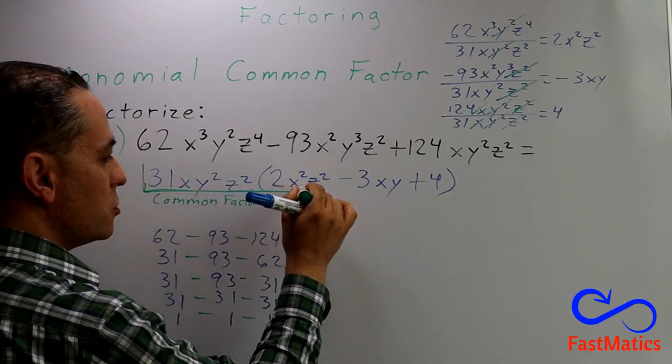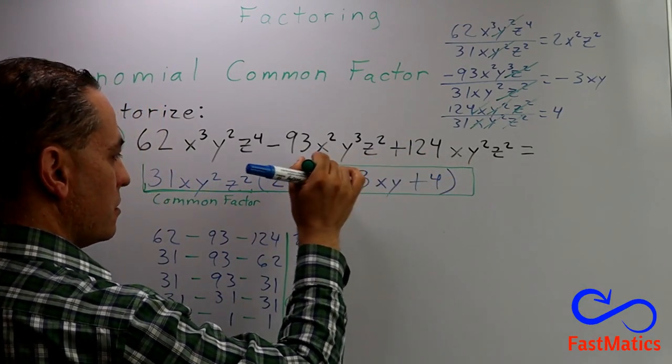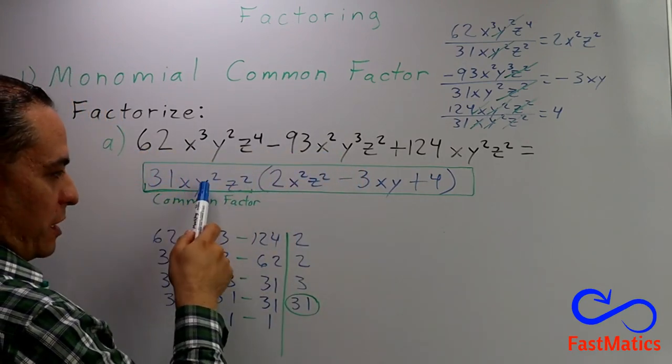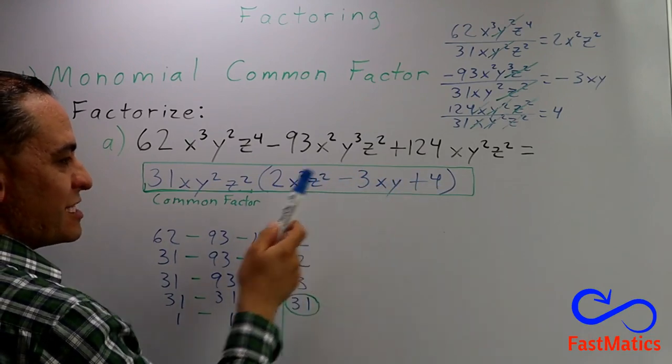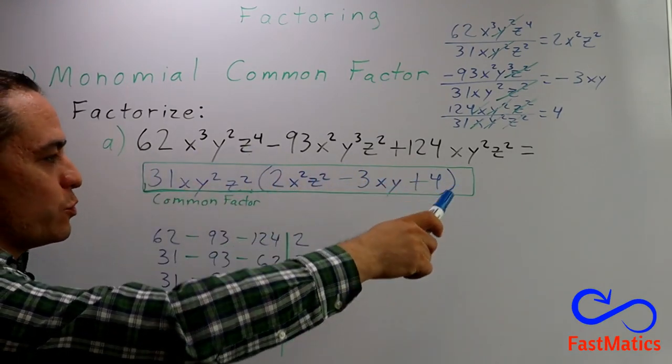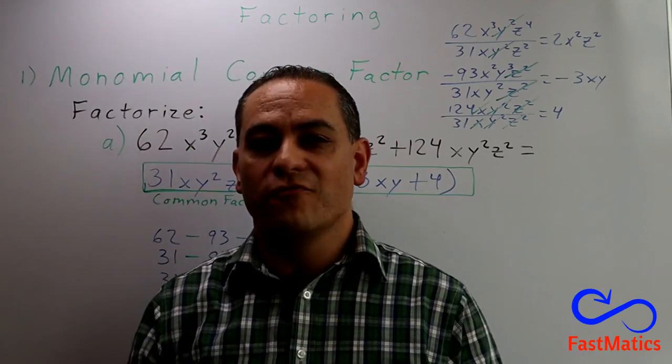How to verify this answer? Well, if you multiply the monomial by each of the terms inside the parentheses, you see that you are going to get the same expression that you had before.